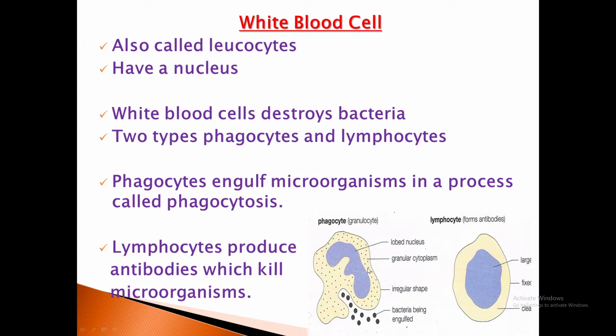Moving down to the final pointer on the page there, lymphocytes produce antibodies which kill microorganisms. So when microorganisms such as bacteria or virus go inside the human body, then your white blood cell will come into play, where the lymphocytes will now produce a chemical or a mixture that is known as antibody. Now, this antibody is what will now destroy the microorganism that is inside of your body.